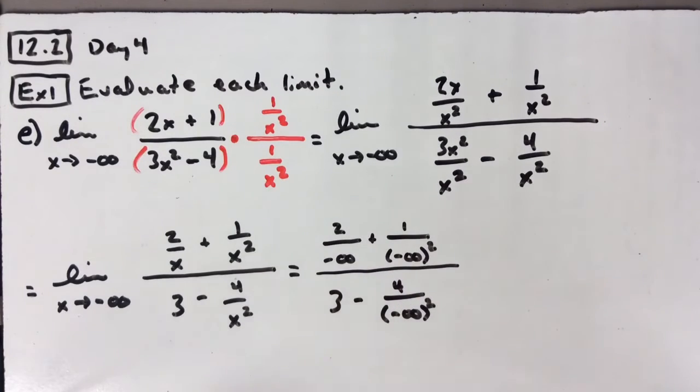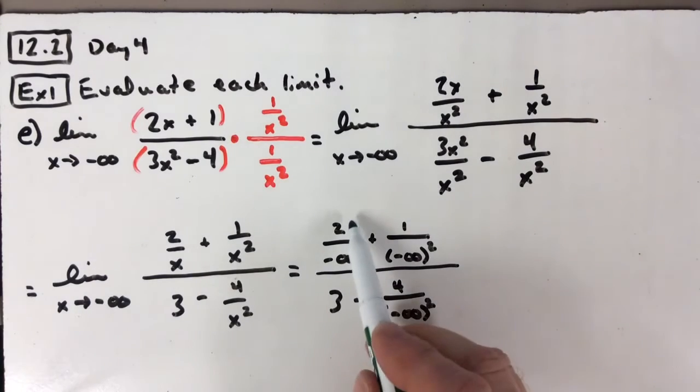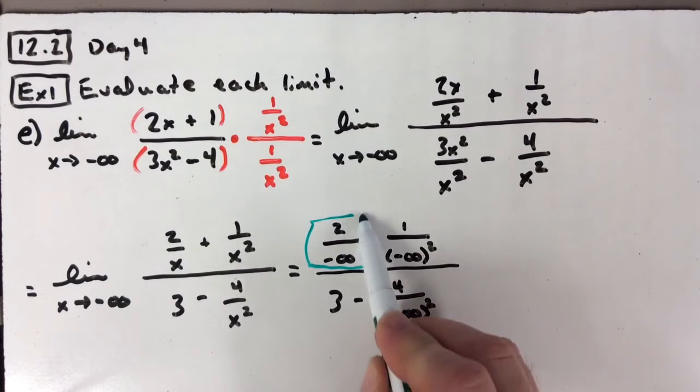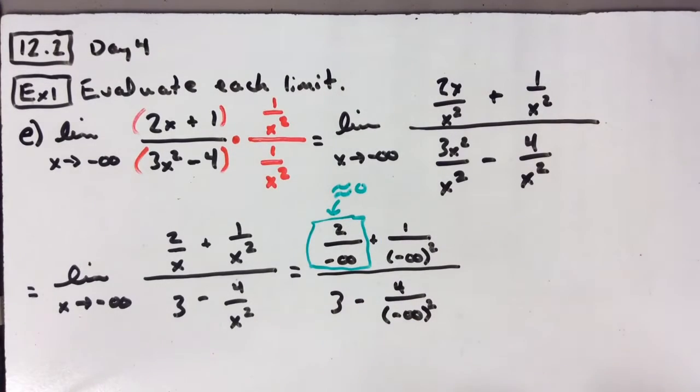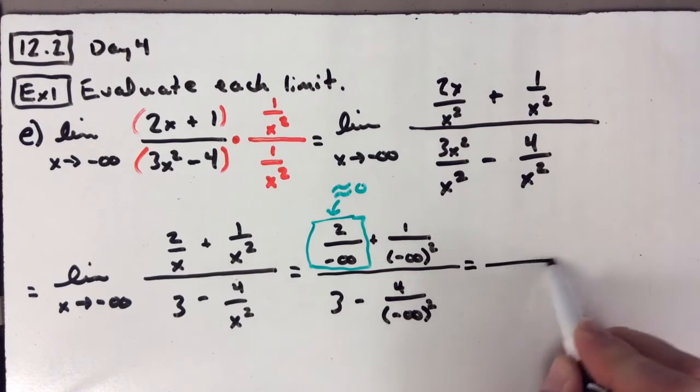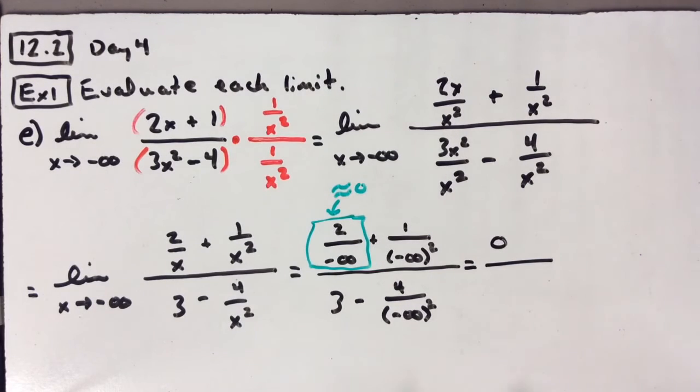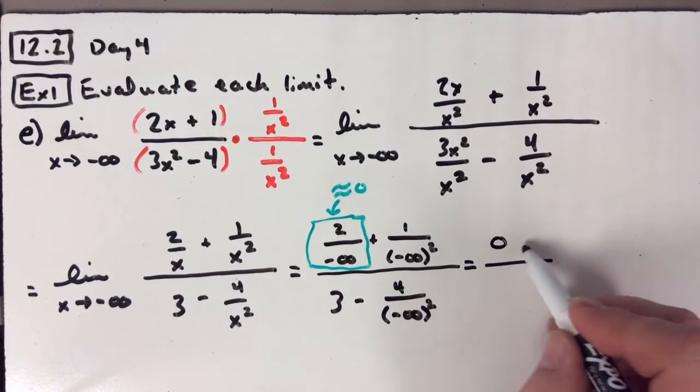Now I want to take those 4 fractions and evaluate them. Our first fraction is 2 over negative infinity. That is 2 over a very, very big negative number. This is going to give me an extremely small number, very, very close to 0. It's approximately equal to 0. It's not 0, but it is approximately equal to 0. So in my next step, I'm going to just use 0 to approximate this number.